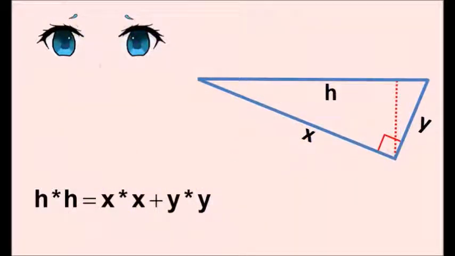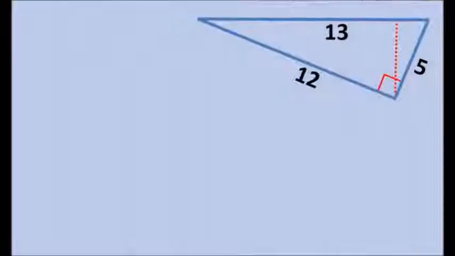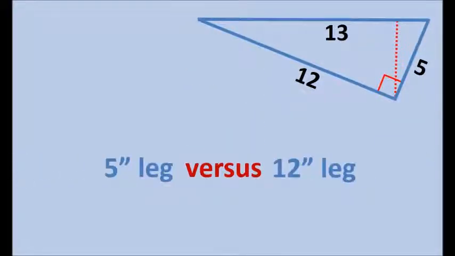Now, if you'll indulge me, I'd like to drive one final point home. Let's return to our 5, 12, 13 triangle. The question is how many times greater the 12-inch leg's contribution is to the hypotenuse length than the 5-inch leg's. Please pause and ponder and see if you can figure this out from what we've already done.